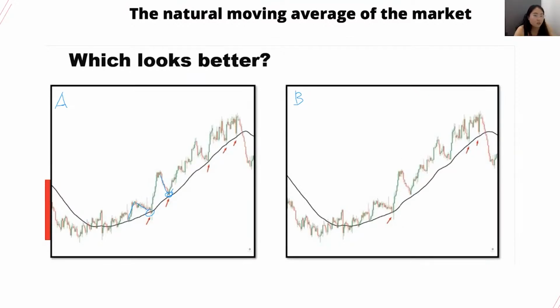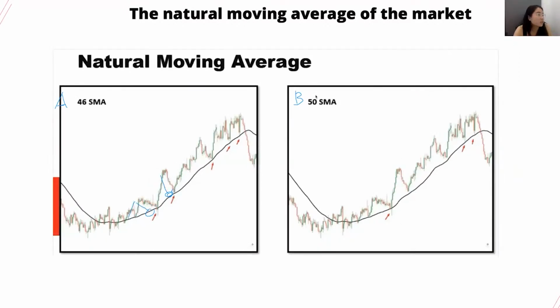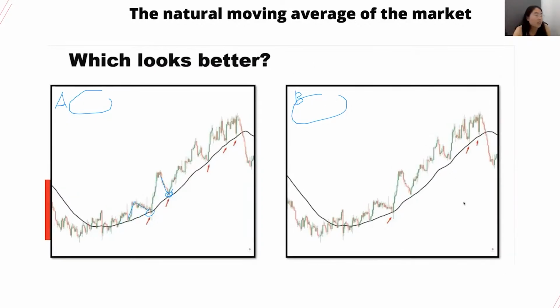This one, whoops, let me go back. This one is the 50 and this one is the 46, okay? We manually went into the settings and changed it to 46, and we can all agree that the A looks better when we're looking for entries. Why? This is the exact same chart.